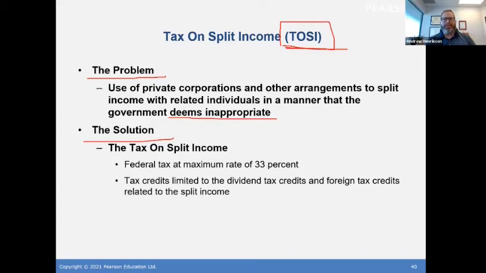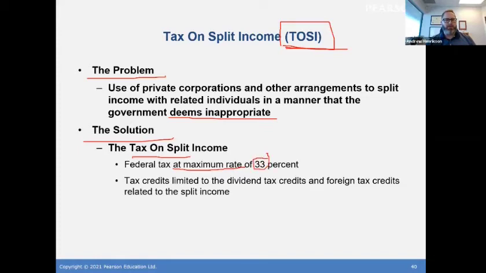So TOSI takes this a step farther, to reach into further rules related to adults trying to split income. So what is this tax on split income? Well, it puts you at the maximum tax rate. This is just the federal portion before the provincial, which is 33%.